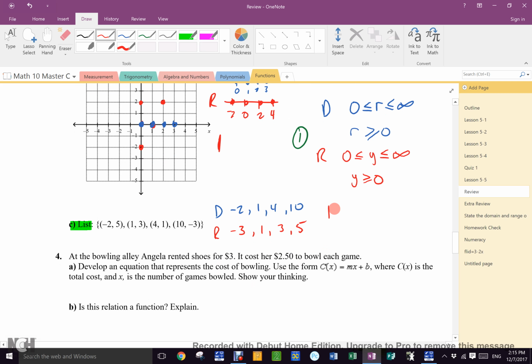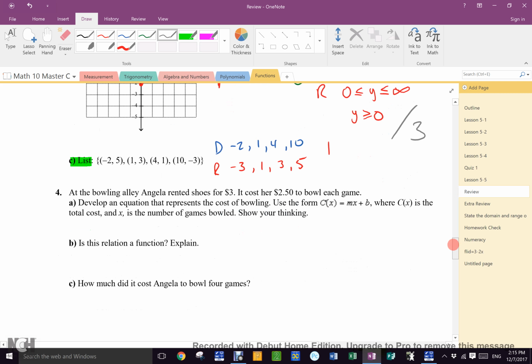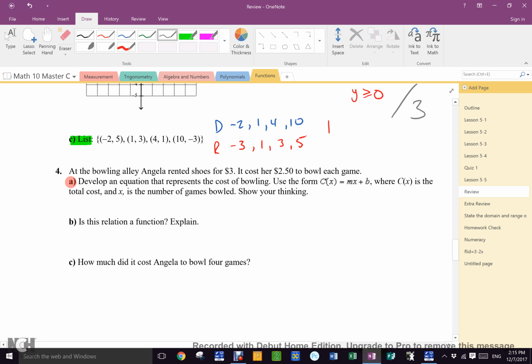Okay, so that's worth 1, making that whole section worth 3. All right, so 4A, I got to write a function, my very own function. How do we write a function? Well, I got to decide on my domain and range. What's the domain? That means I'm counting two things, right, Nick? What are the two things I'm counting in that story?